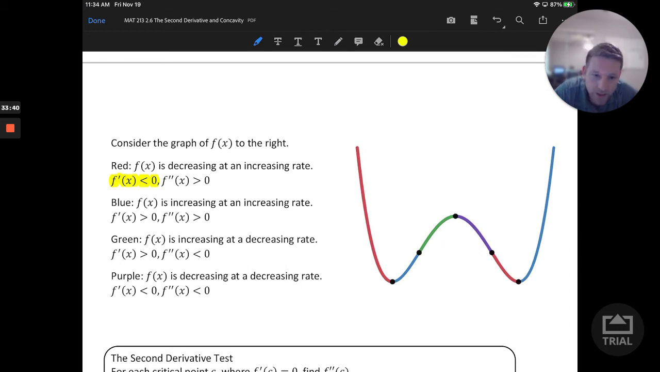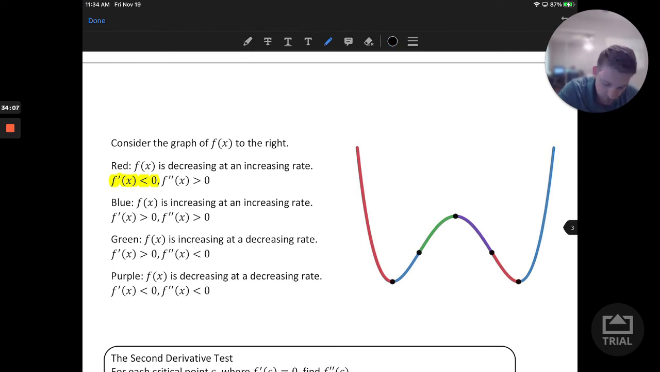The green portion tells us that f of x is increasing, and we're increasing at a decreasing rate, meaning that as we go from left to right, the actual slope is decreasing, but it's still positive over that span. So as we go from left to right, the slope is starting to flatten out. So we'd say those values would flatten out there.